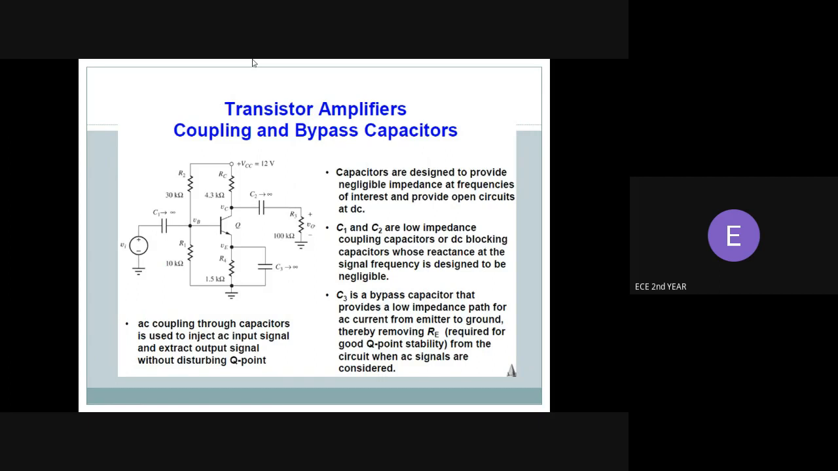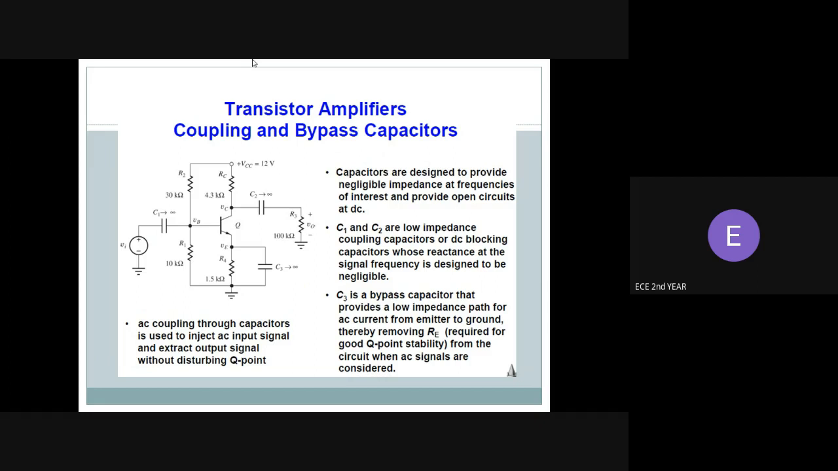In this slide, we are going to see the transistor AC coupling and bypass capacitors. What is the capacitor's role in the transistor? AC coupling with capacitors is used to inject the AC input signal and extract the output signal without disturbing the Q point. Otherwise, whatever AC current is given to the application may change the biasing setup.